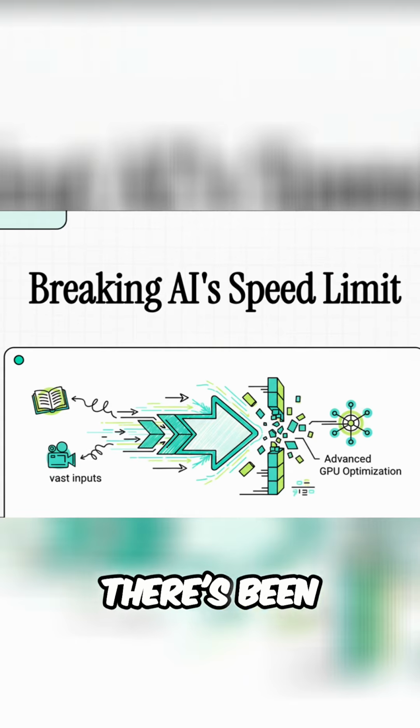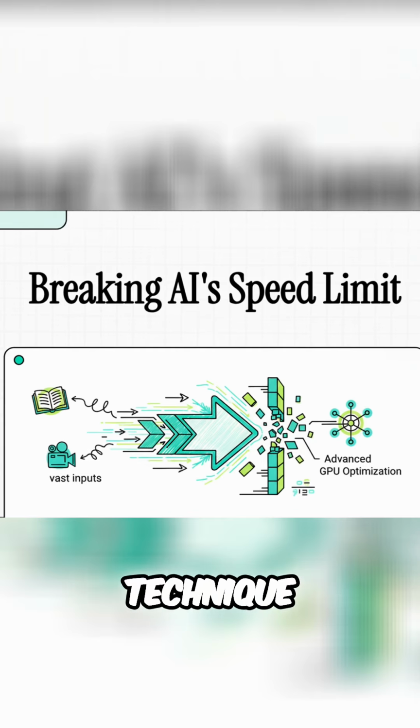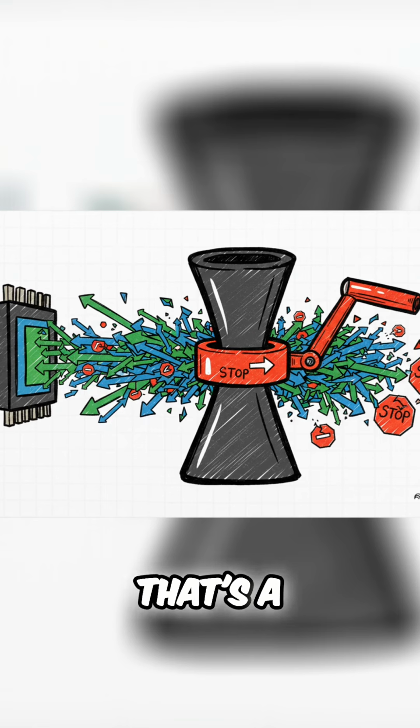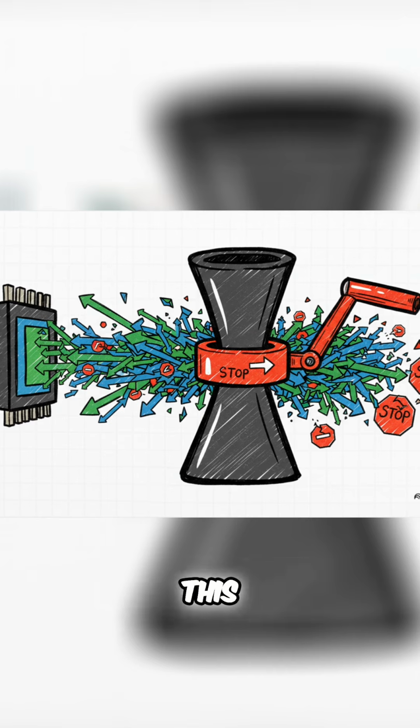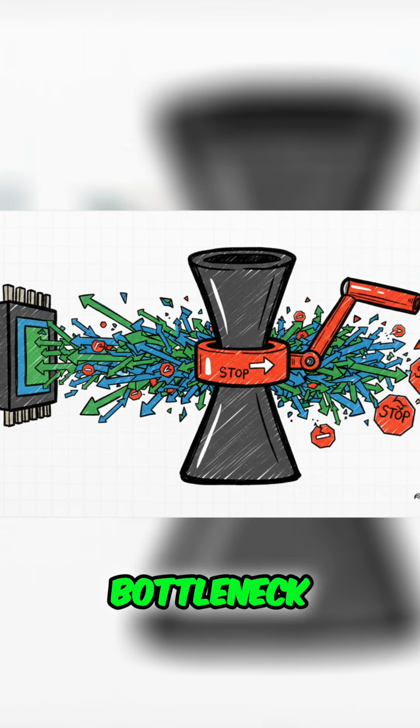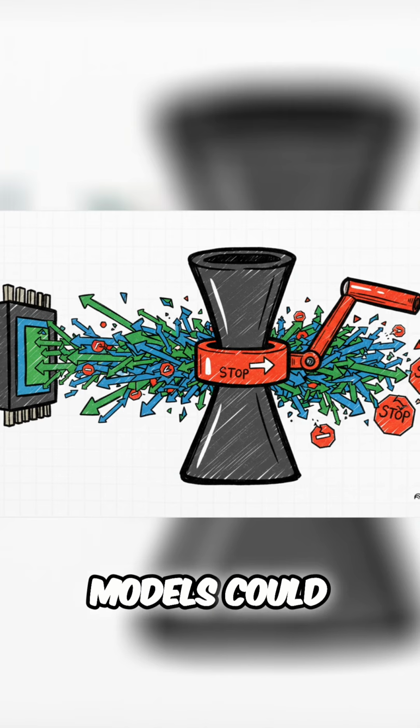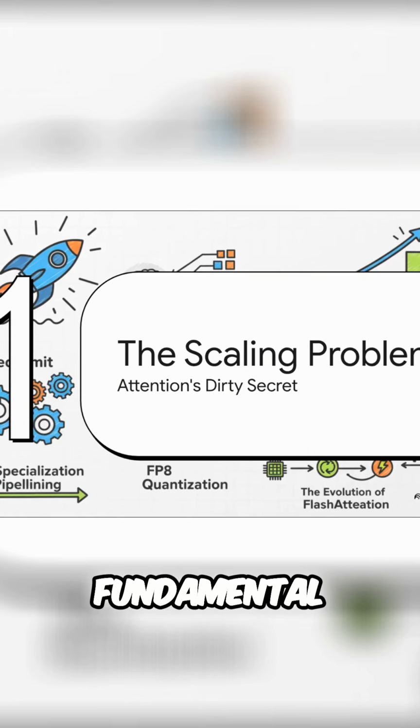For years, there's been this invisible speed limit holding AI back. Well, today, we're going to dive into Flash Attention 3, the absolute breakthrough technique that just completely shattered it. That's a pretty bold statement, right? But seriously, for the longest time, a core piece of modern AI models had this built-in bottleneck. It was like a handbrake that was always on, limiting how big, how fast, and how capable these models could really become. What was this fundamental barrier that was holding back the next generation of AI?